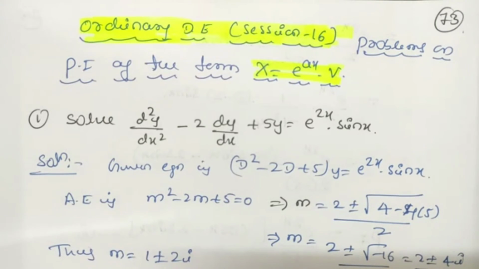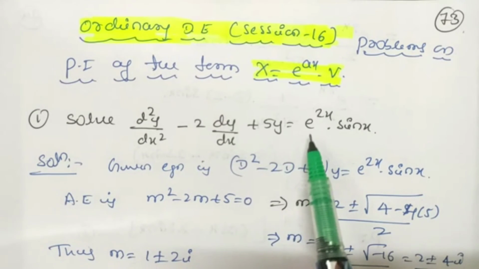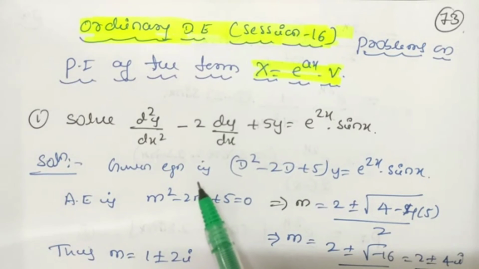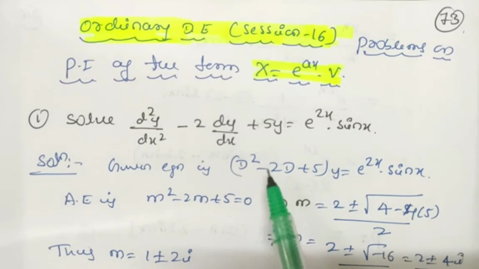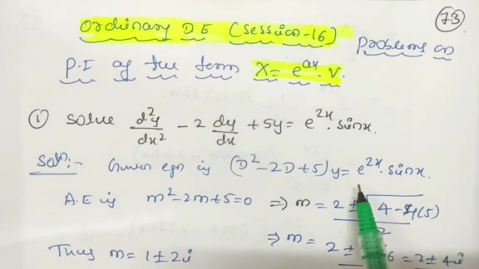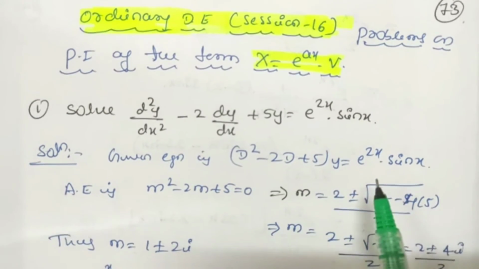Take one example. Solve d2y by dx square minus 2 dy by dx plus 5y is equal to e raised to 2x into sin x. First write the given equation as (d square minus 2d plus 5) of y is equal to e raised to 2x into sin x as it is.